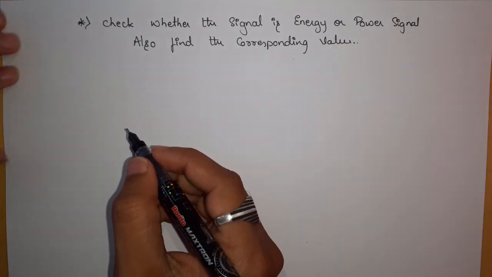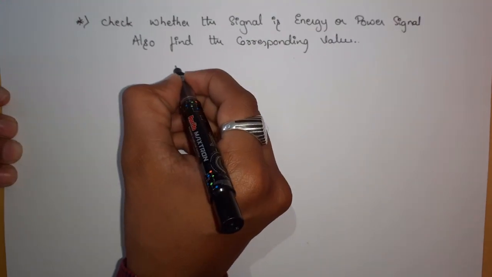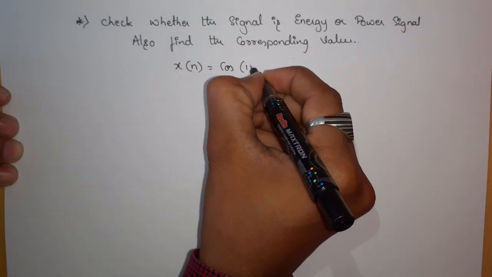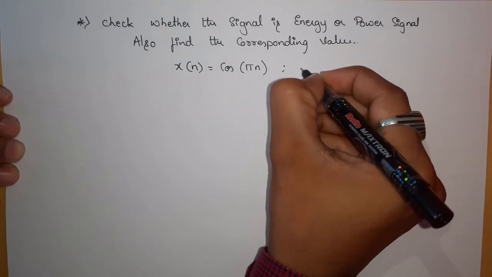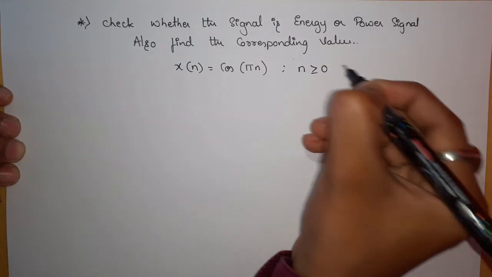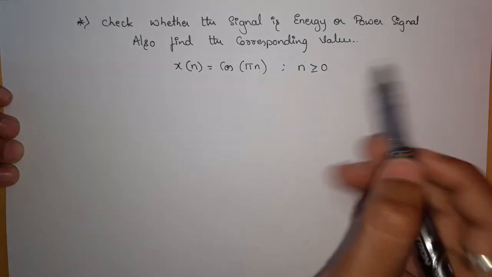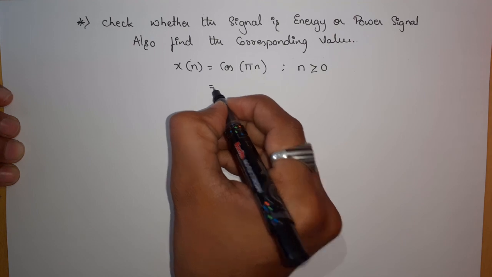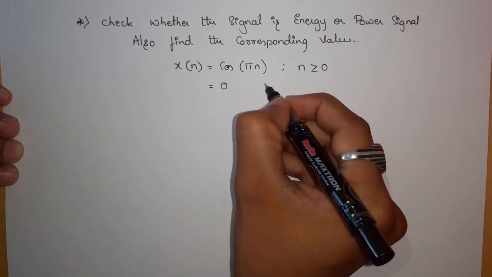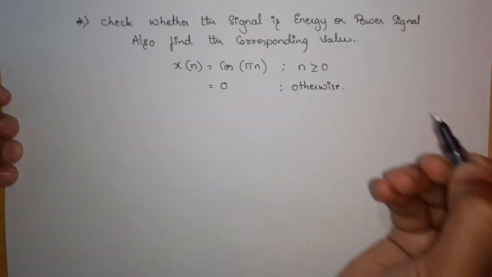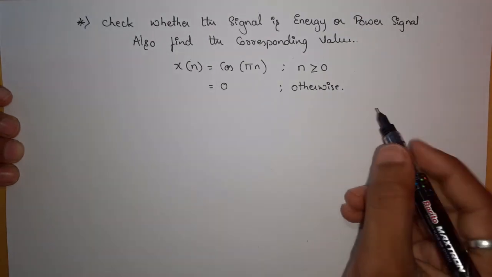Okay, we need to check whether the signal is energy or power signal, then we need to find the corresponding value. And the problem is x of n is equal to cos pi n for n greater than or equal to 0, which means n starts at 0 and ends at infinity, and x of n is equal to 0 otherwise. Okay, now this is the signal.